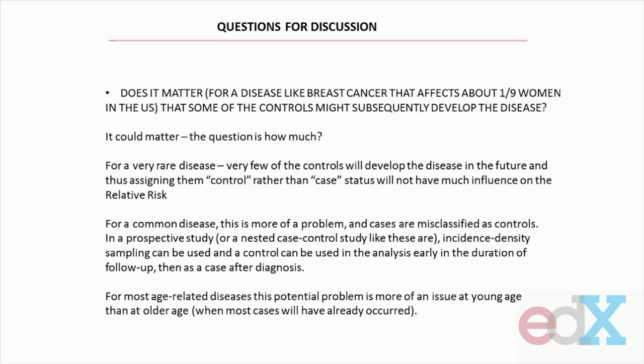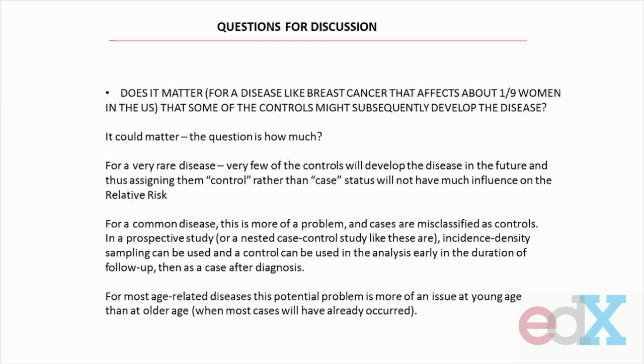So this is a question that's generic to any prospective or case control study. Is it an issue that some of the women or men that you're calling controls might subsequently develop the disease that you're interested in? And the answer is it could matter. The question is, how much will it matter? For a very, very rare disease that is actually quite unlikely to occur maybe in any of the controls, then it stands to reason that it's not going to matter very much or hardly at all. The relative risk won't be different if none of the controls subsequently became a case, or the proportion that became a case is a very small proportion of the total number of controls.